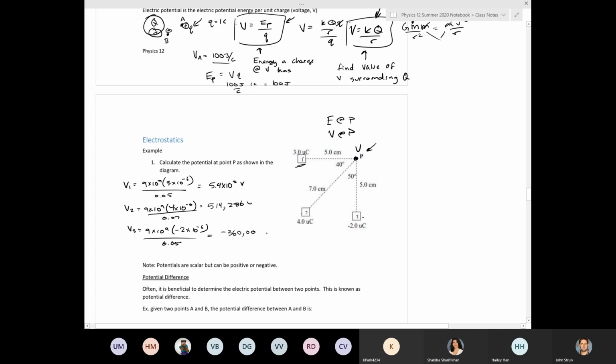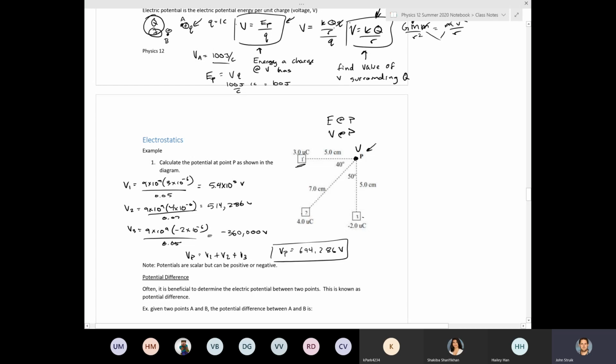And so this is going to be negative 360,000 volts. And so the voltage at P, Vp, is equal to the voltage created by 1 plus the voltage created by 2 plus the voltage created by 3. And so the total voltage at P is going to be all of those added together, which gives you a value of 694,286 volts.